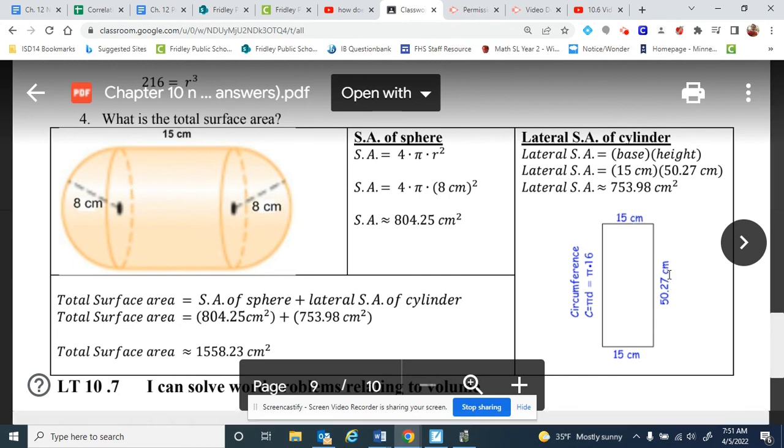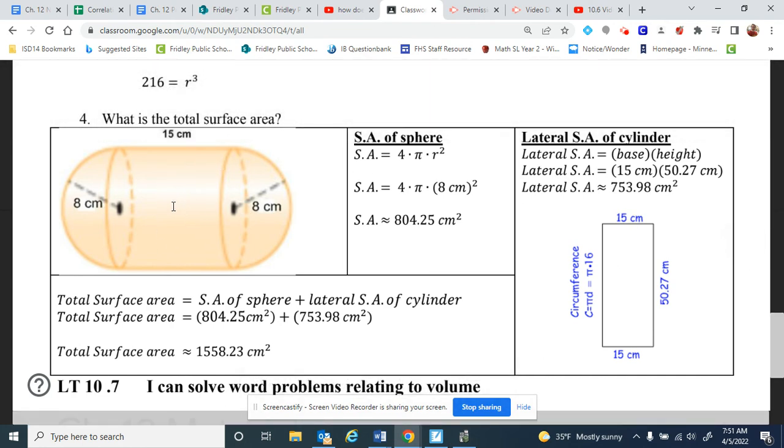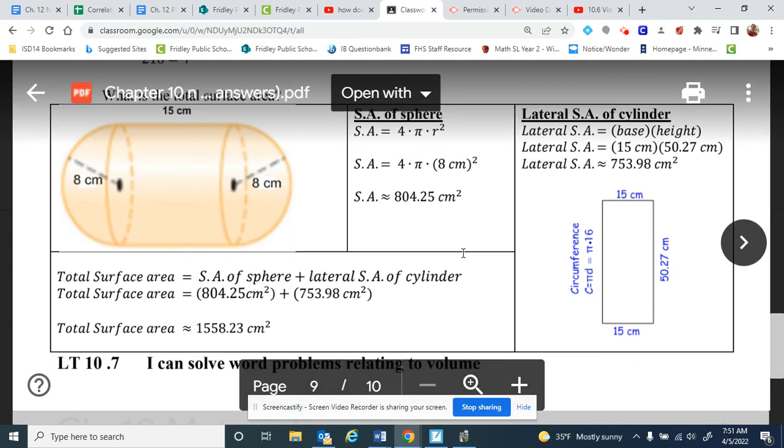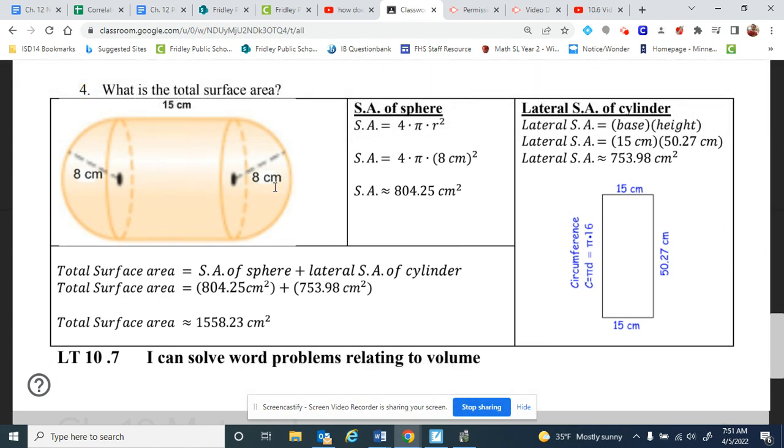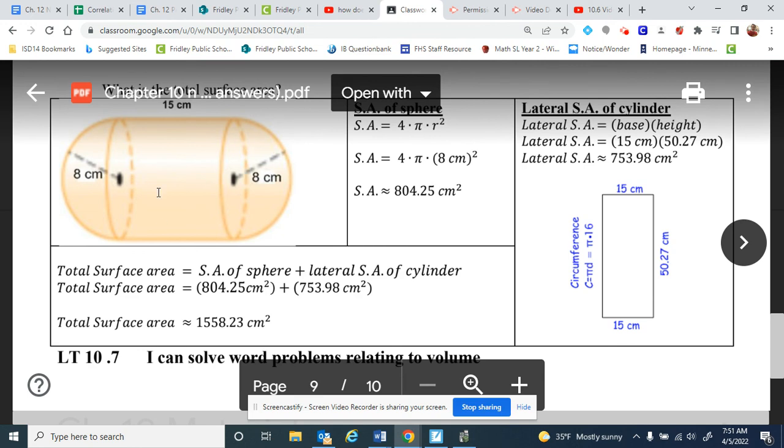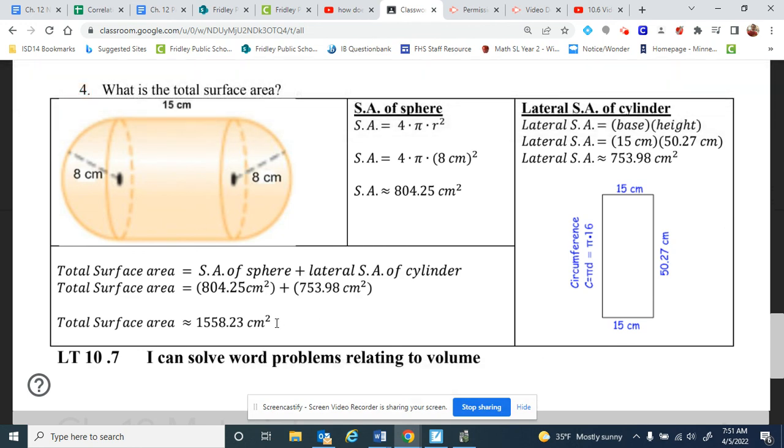And then we can multiply these two dimensions together to get the area of the rectangle, which is our whole lateral surface area. And then we just add those two together, the sphere and the middle part, and there we get our total surface area for that shape. So that's surface area, and of course our units are centimeters squared, because we're in centimeters, not volume, so it's not cubed, it's squared.